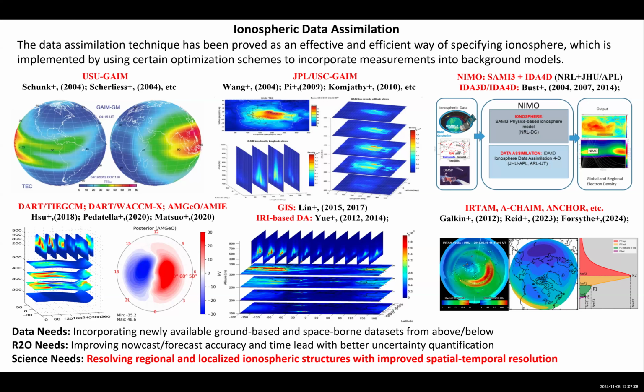Of course, we also have empirical background models. They can be used as the background. For example, the AMGeO building on top of the AMIE can provide a high latitude specification of the electrodynamics. And the GIM provides global ionosphere electron density specifications. And there are also some other IRI-based data assimilation systems. And we also have IRTAM, ACHIM, Anchor, etc.